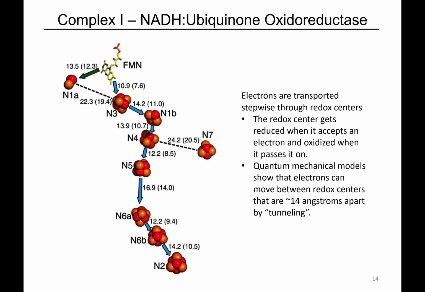Okay, so you can imagine how it's pretty easy to take an electron, move it from flavin onto N3, then to N1b, all the way down to N2. You note two other ones that I'm pointing out here. N7 is positioned too far away from N4 for it to be important for this tunneling. This one is probably important for tuning electron potentials of some of the other iron sulfur clusters. It's not important in the actual electron transport pathway. The other one here, N1A, this actually might be important.